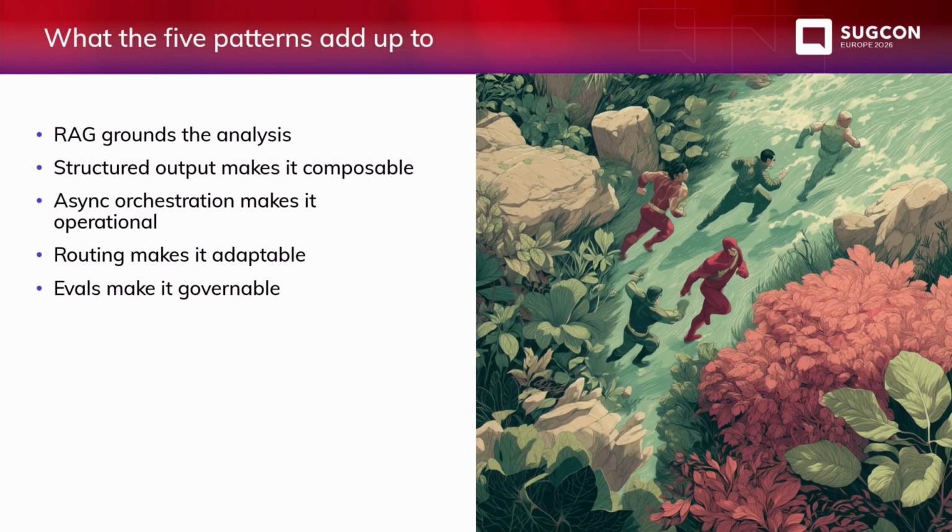So the 5 patterns, what do they add up to? RAG grounds the analysis, structured output makes it composable, async orchestration makes it operational at scale, routing makes it adaptable, and the evals make it governable.